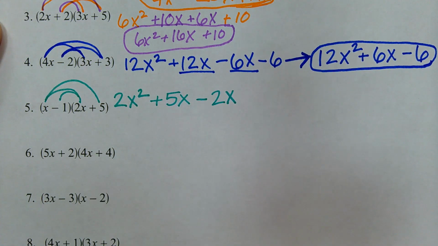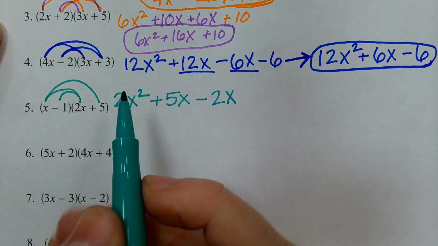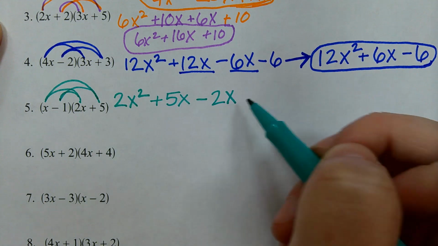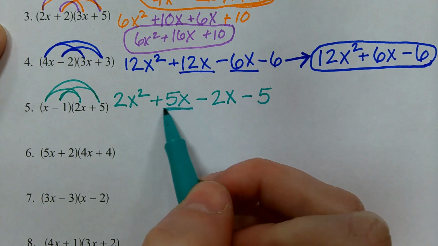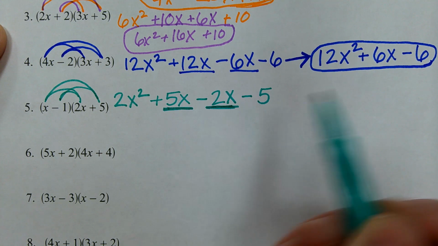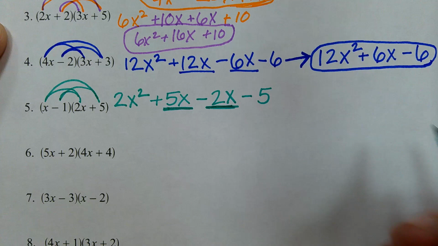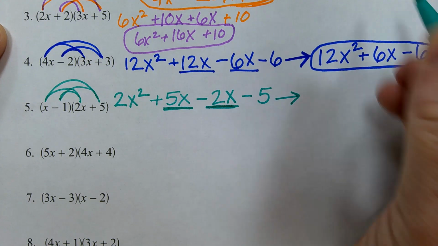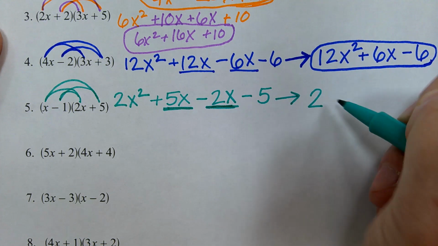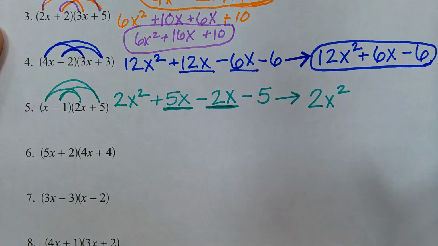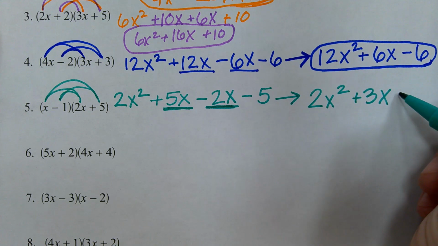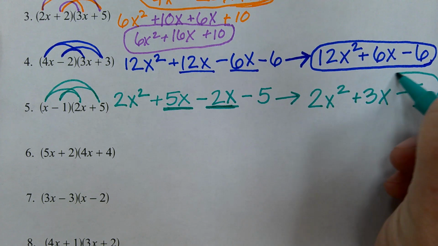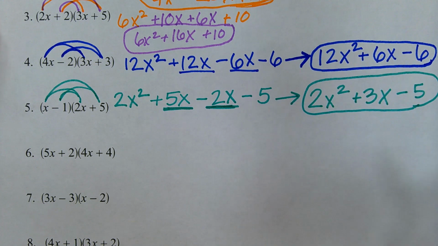Last but not least. Negative 1 times 5 is negative 5. So last thing to do, those middle terms. 5x minus 2x is 3x. So I'm going to rewrite my expression. 2x squared plus or minus 3x? Plus 3x. Good. Plus 3x minus 5. And I circled it. That's my answer.